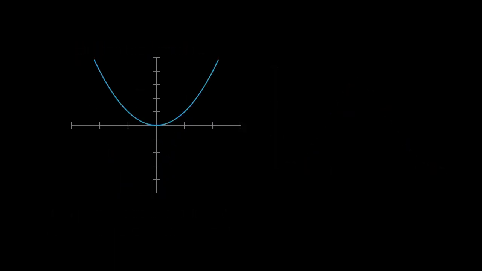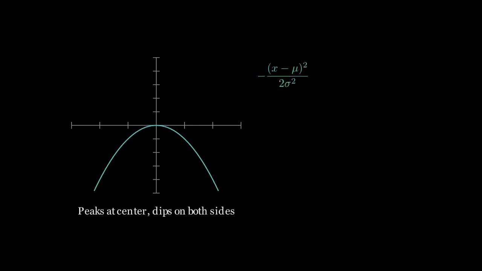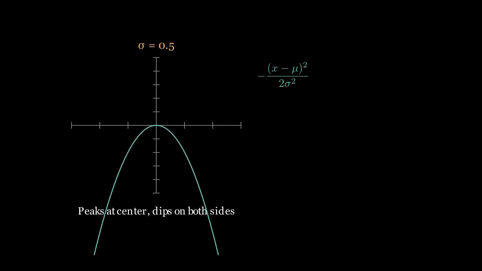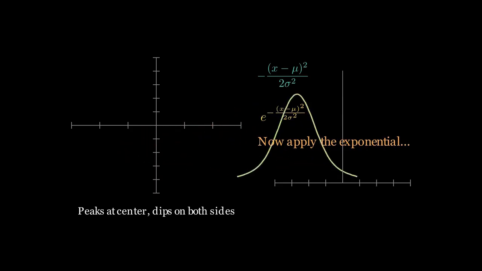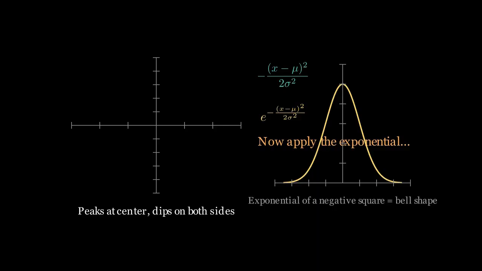Now flip it negative and divide by 2 times the variance. This turns the upward opening bowl into a downward opening one, a shape that peaks at the center and dips on both sides. Here comes the critical step. Feed that negative expression into the exponential function. Watch the downward parabola transform into a smooth bell curve on screen. The exponential of a negative square naturally creates this shape.